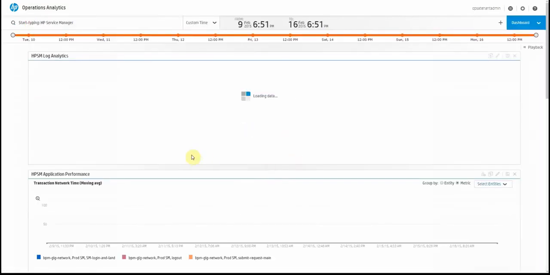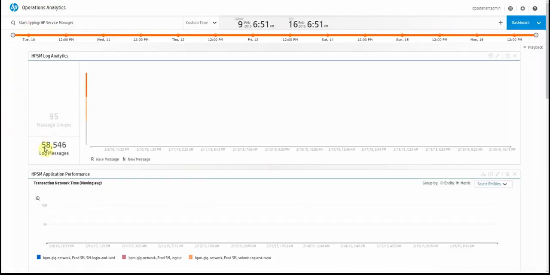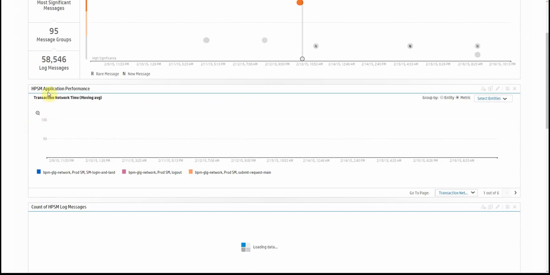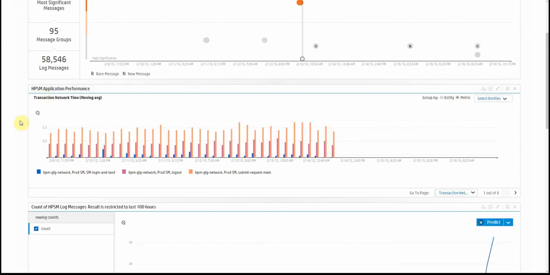If we go back to the dashboard, we can start to take a look at some of the other monitoring components that all get pulled into Ops Analytics and aggregated here on this HP Service Manager dashboard. We can see transaction network time. And if we track this, we can see that we get pretty consistent results. Granted, it's up and down depending on the actual BPM process that's occurring.